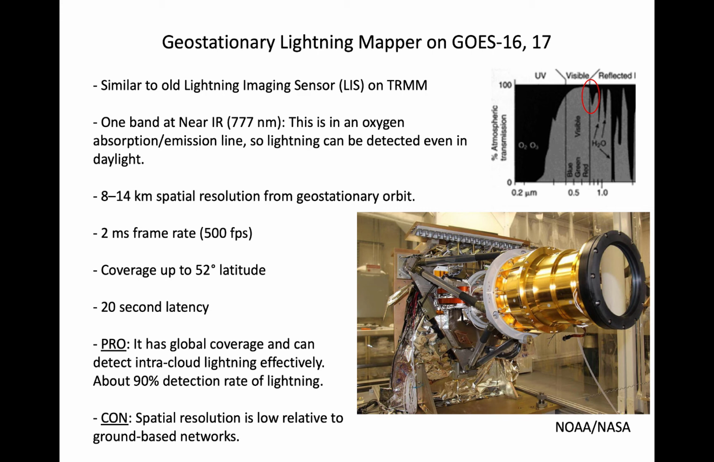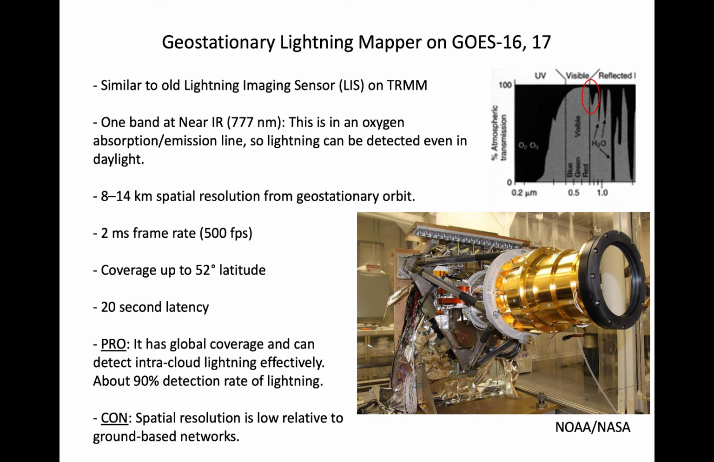Thus, the major benefit of spaceborne lightning detection is continuous observation of a large area. The main negative is that the spatial resolution, only 8 to 14 kilometer wide grid boxes, depending on distance from nadir, means that precisely locating a lightning strike is not possible. All of the spaceborne lightning detectors work on a simple concept.